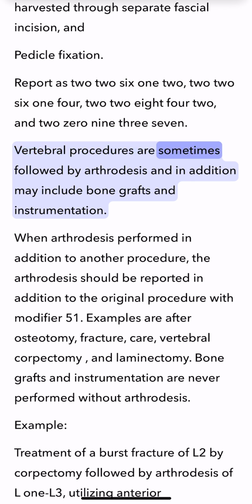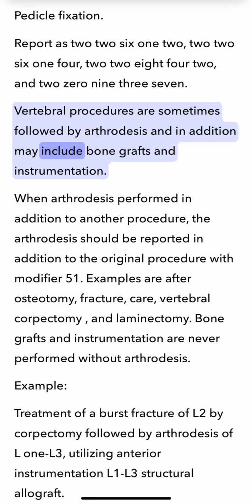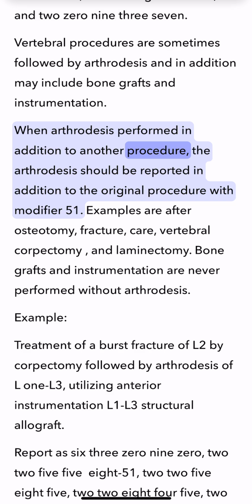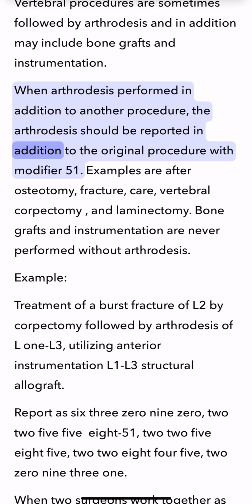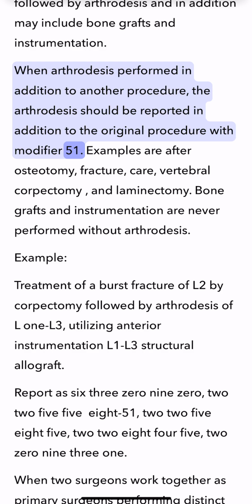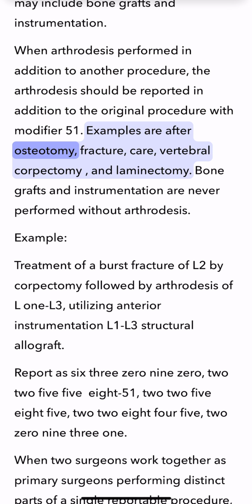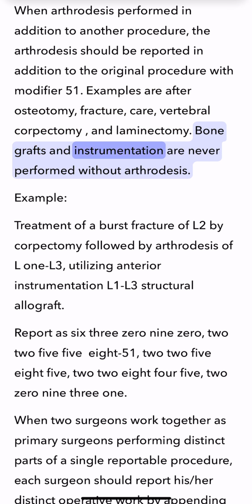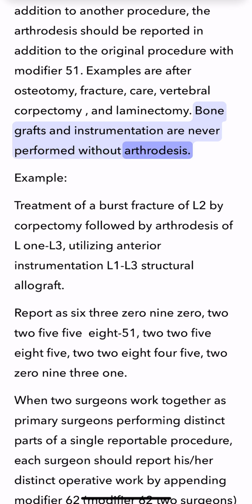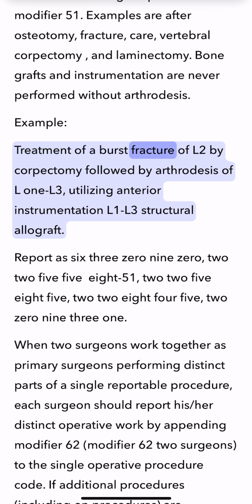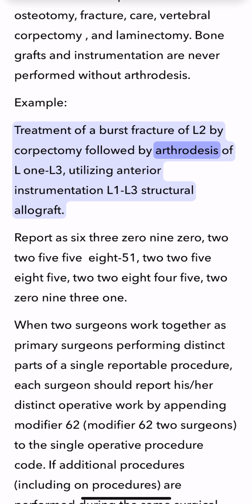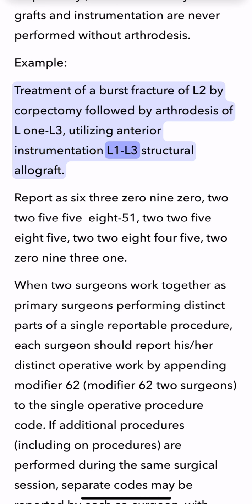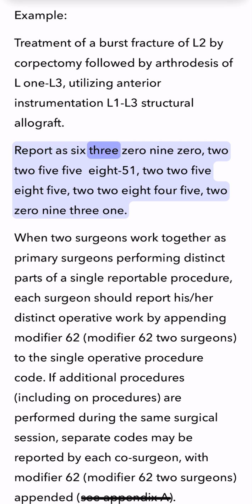Vertebral procedures are sometimes followed by arthrodesis and in addition may include bone grafts and instrumentation. When arthrodesis is performed in addition to another procedure, the arthrodesis should be reported in addition to the original procedure with modifier 51. Examples are after osteotomy, fracture care, vertebral corpectomy, and laminectomy. Bone grafts and instrumentation are never performed without arthrodesis. Example: treatment of a burst fracture of L2 by corpectomy followed by arthrodesis of L1-L3, utilizing anterior instrumentation L1-L3 and structural allograft. Report as 63090.